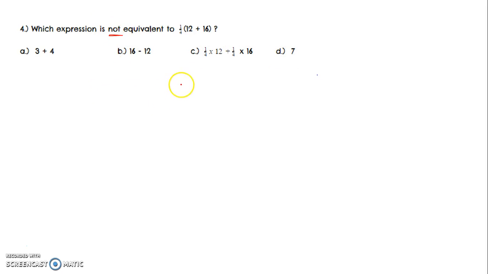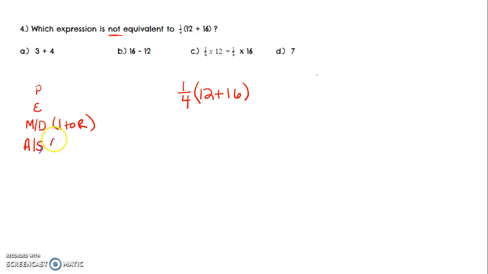So let's go ahead and use our order of operations for this. 1/4 times the quantity 12 plus 16. If I work within parentheses first, you know your order of operations: parentheses, then exponents, then multiplication or division, left to right, then finally addition or subtraction, left to right.